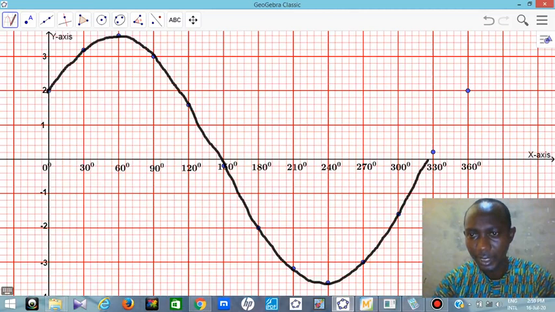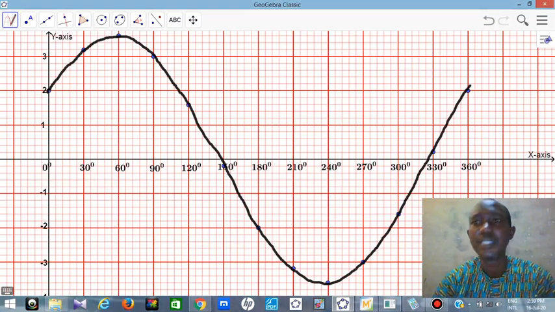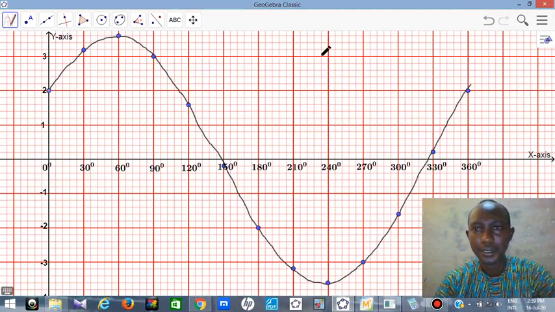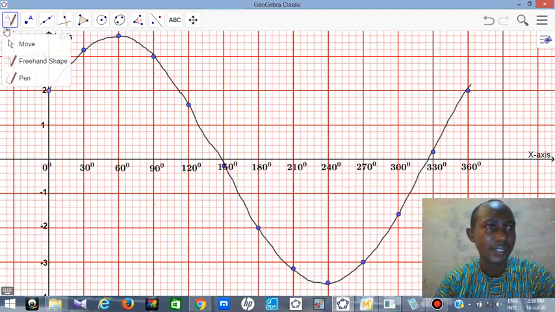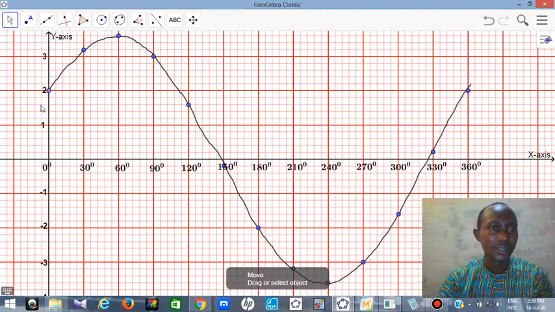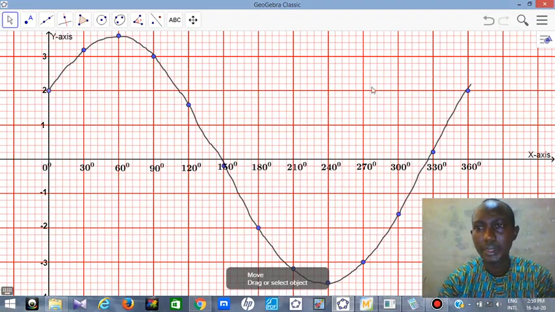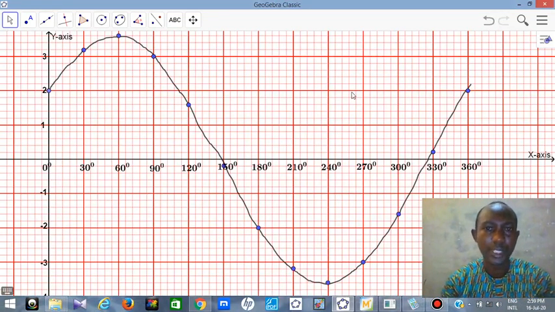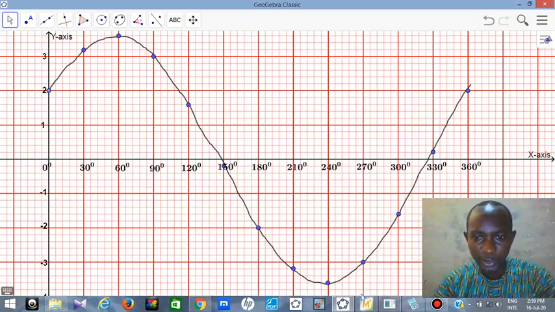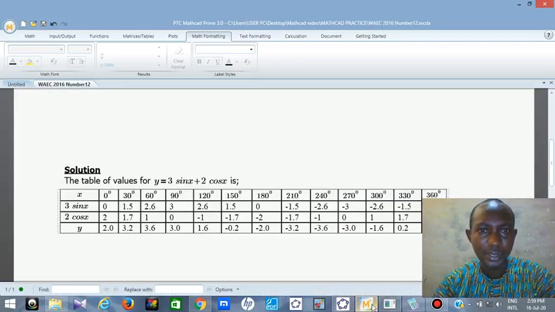Just follow down till you get to the last point. Yes, so that is it. Alright, so we have gotten what we want. So now we have joined the points. You can see them. This is okay now. Then the next thing is to answer what the question wants us to do. Let's go to the question now.